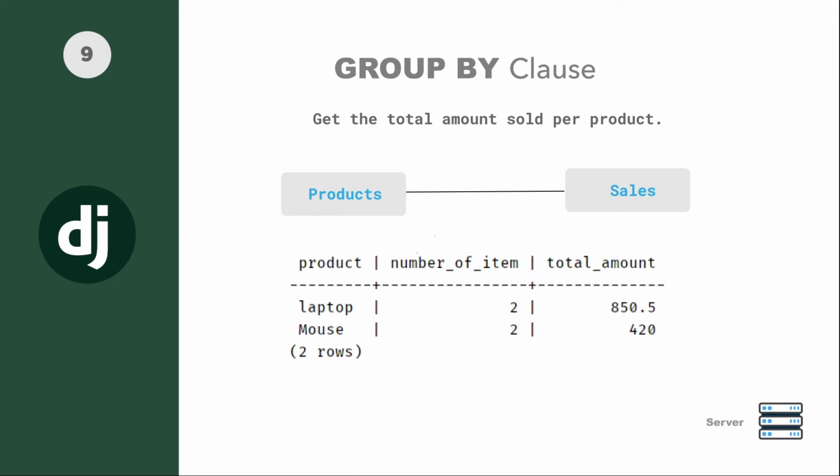As you can see on the results, from the table sell, we create a join between sell and products. We are listing how many we sold per item and what was the total amount we sold for that particular item. We have laptop, we sold 2, and the total amount brought in was 850, and we have the mouse, we sold also 2, and the total was 420. Let's go ahead and write some SQL query as well as the QuerySet API in Django Web Framework.